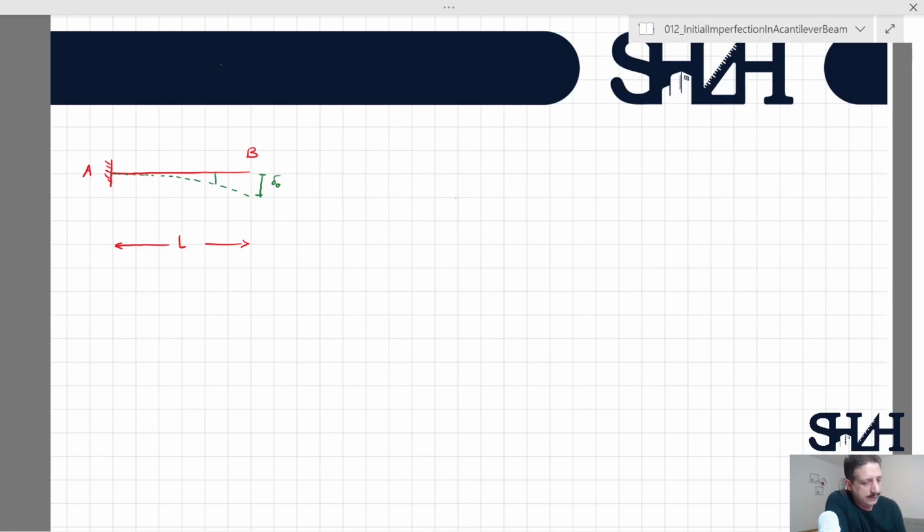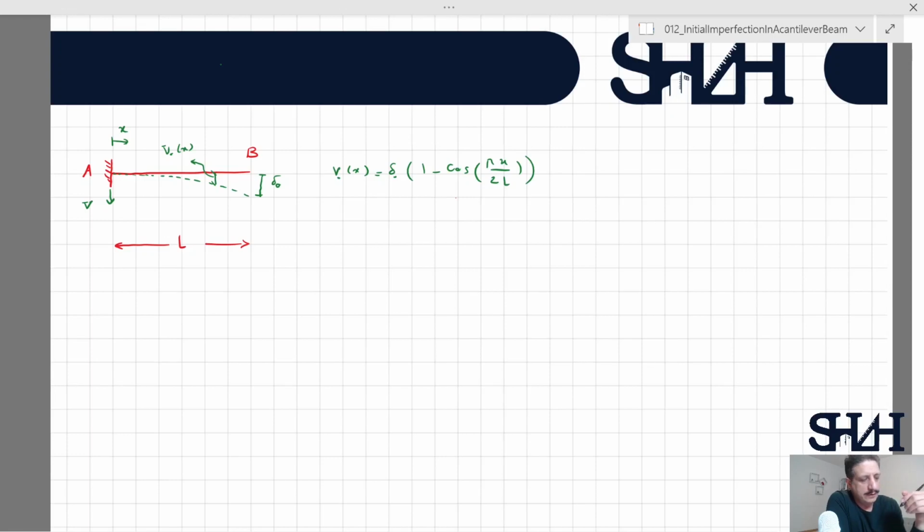And the deformation of this element is called V0 at point X. Suppose that X is from left to right, from A to B, and V is displacement in the downward direction. And V0 at X is delta 0 times 1 minus cosine pi x divided by 2L, which means that at 0, cosine will be 1, and then V0 is 0. And at the end, cosine pi over 2 will be 0, then it will be delta 0.